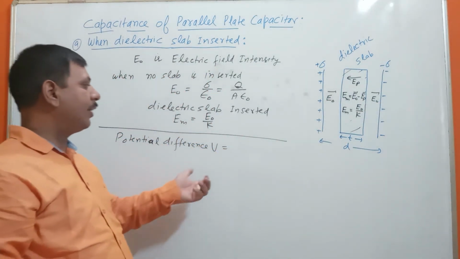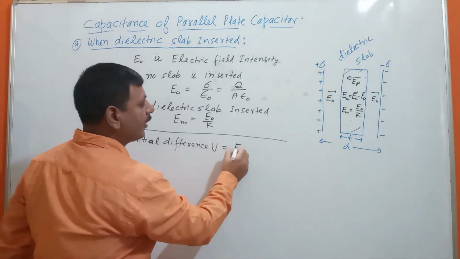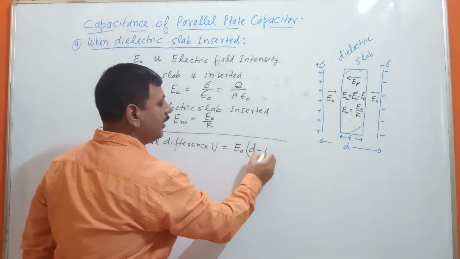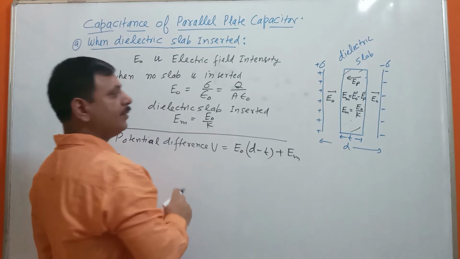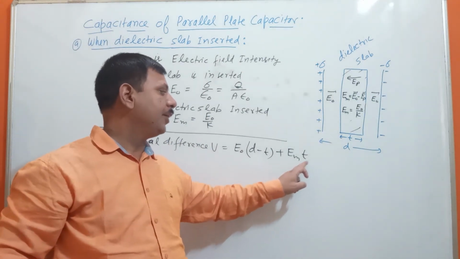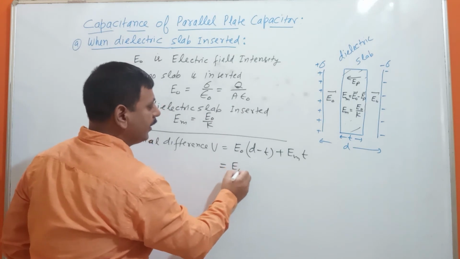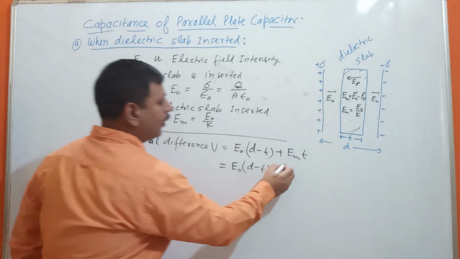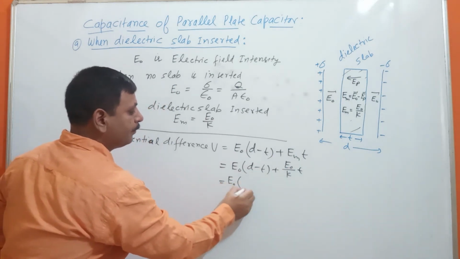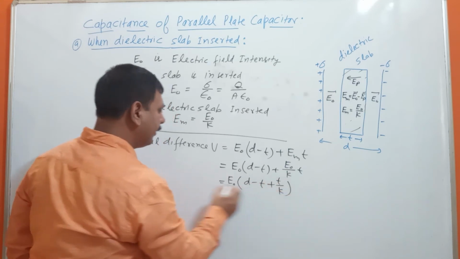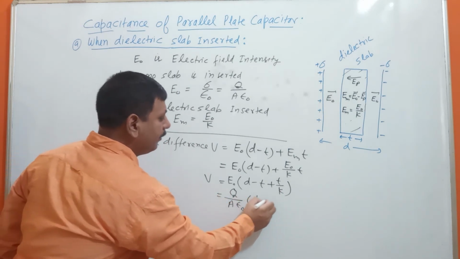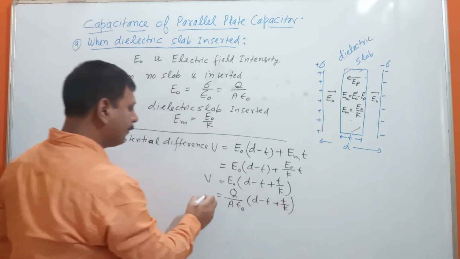So how can we calculate the potential difference? We know V is equal to E into D. E naught is for distance D minus T and electric field E M is for width T. So V is equal to V1 plus V2, that is E naught (D minus T) plus E M into T. Solve it: E naught (D minus T) plus E naught upon K into T. Taking E naught common, E naught (D minus T plus T upon K). E naught is Q upon A epsilon naught, so V is Q upon A epsilon naught times (D minus T plus T upon K). This will be the potential difference.